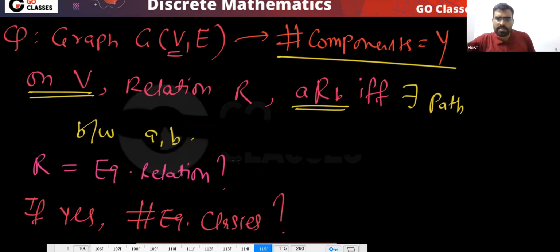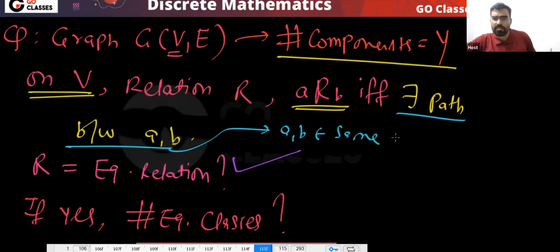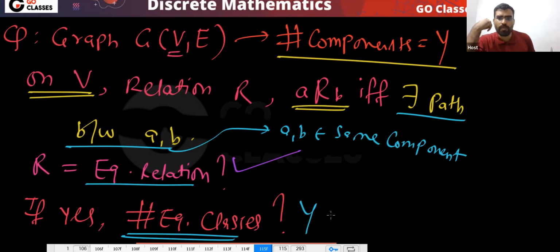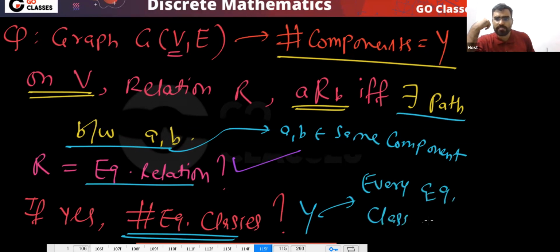So yes, this is an equivalence relation, because you can clearly see that they are in the same component. Remember this statement: there exists a path between a comma b means a comma b belong to the same component. So finally, I can say yes, this is an equivalence relation because it is reflexive, symmetric, and transitive. And you can notice the number of equivalence classes will be Y. Every equivalence class is a component. Yes or no?